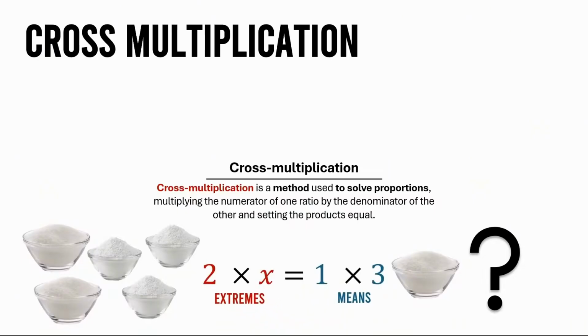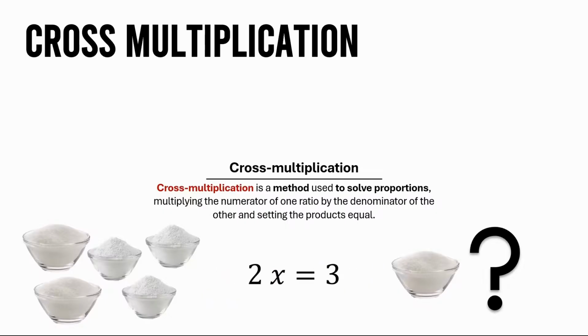So let's multiply the extremes and the means together. 2 times x and 1 times 3. We got 2x equals 3. We need to isolate x by eliminating the coefficient 2 that multiplies it. Remember, even if the multiplication sign isn't shown, the term 2x means that 2 is multiplied by x. We need to remove the 2 to find out the value of x.